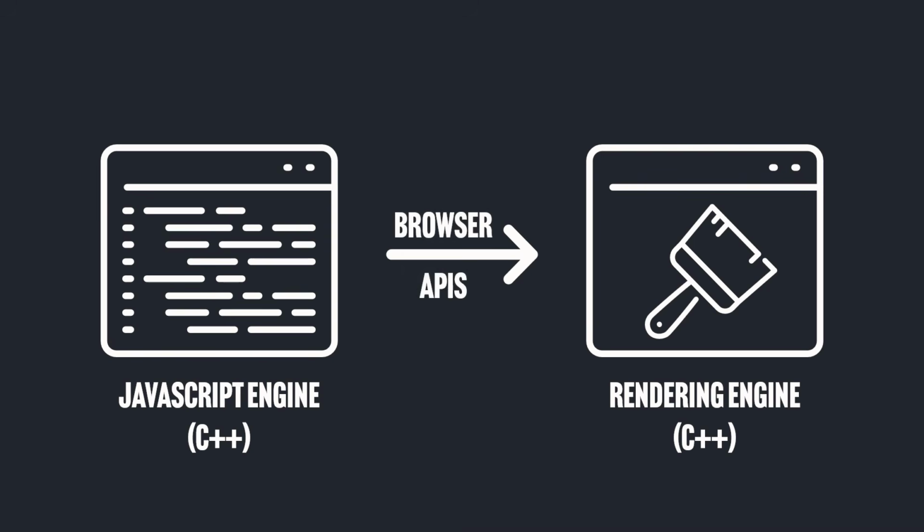Those are called browser APIs, and there's other browser APIs, but the browser API we're talking about in particular is the DOM API, a standard set of methods and objects that allow us to interact with the DOM in the browser's memory via JavaScript code.